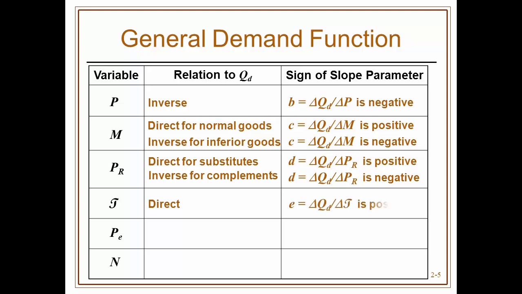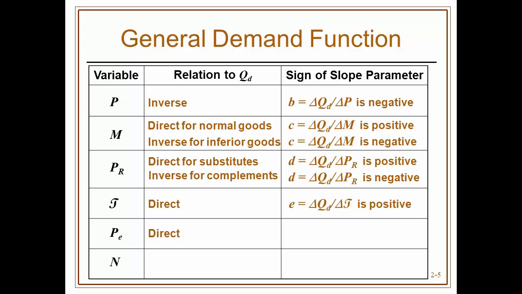Taste and preferences, again, it's kind of hard to quantify these somewhat. Again, if you collect the data such that if consumers value it more, if their preferences increase for that product, then there would be a direct relationship. The value of E would be positive there.